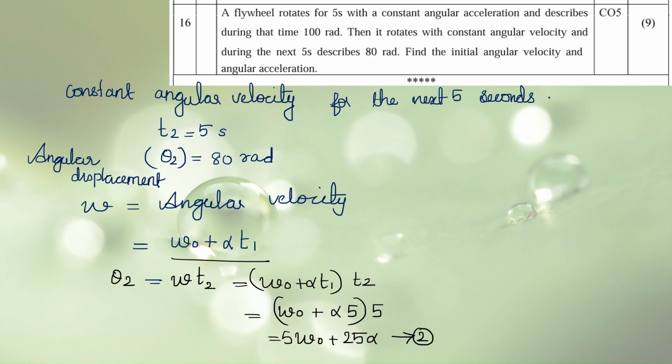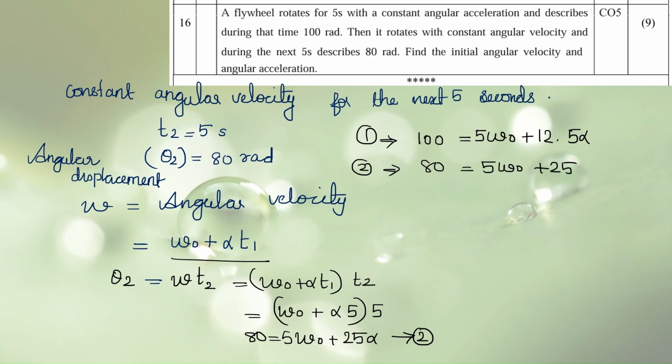So we have two equations. First equation is, theta 2 they have given as 80, and the first equation is 100 is equal to 5 omega 0 plus 12.5 alpha and the second equation is what? 80 is equal to 5 omega 0 plus 25 alpha.